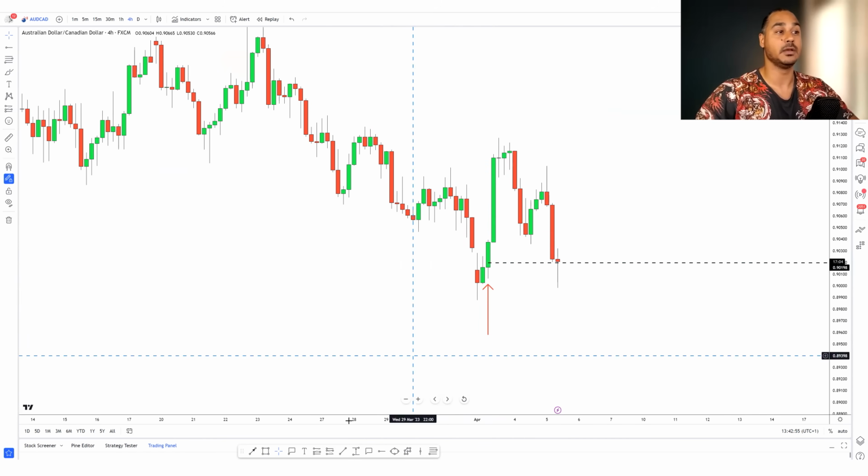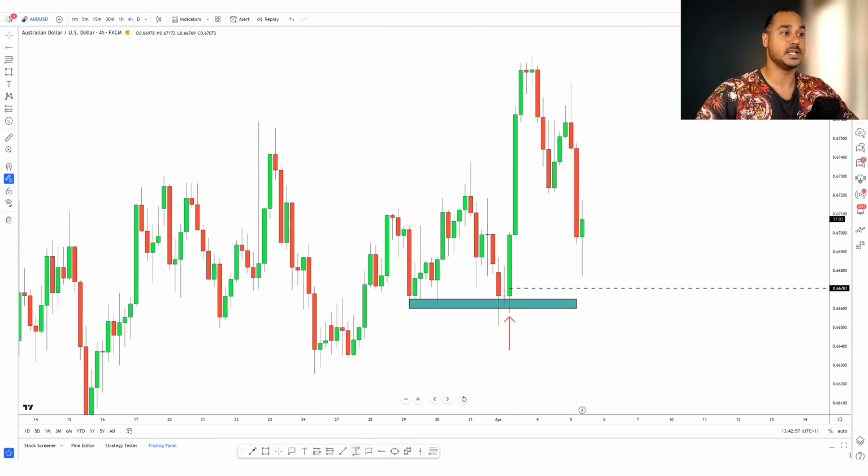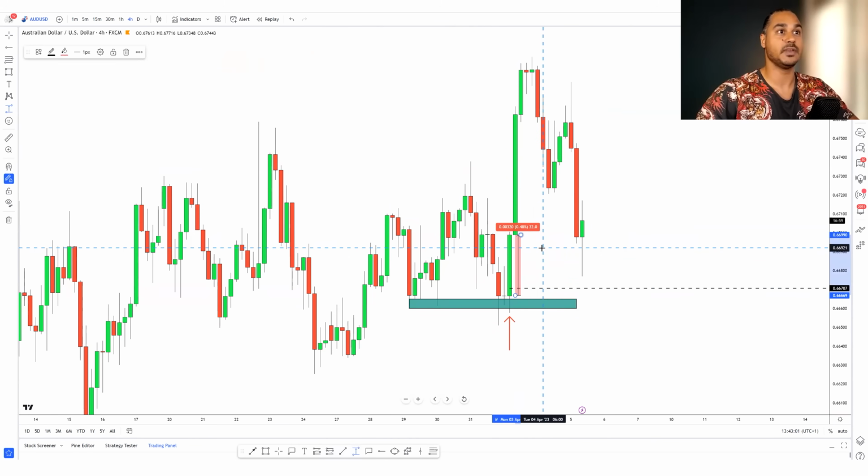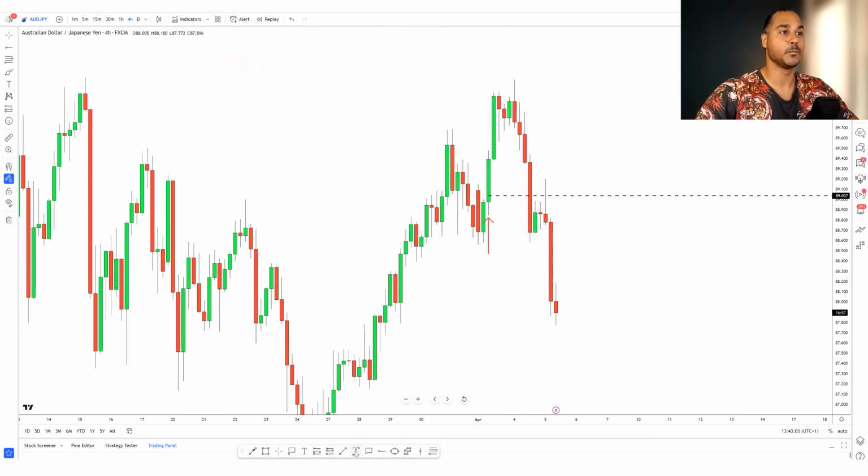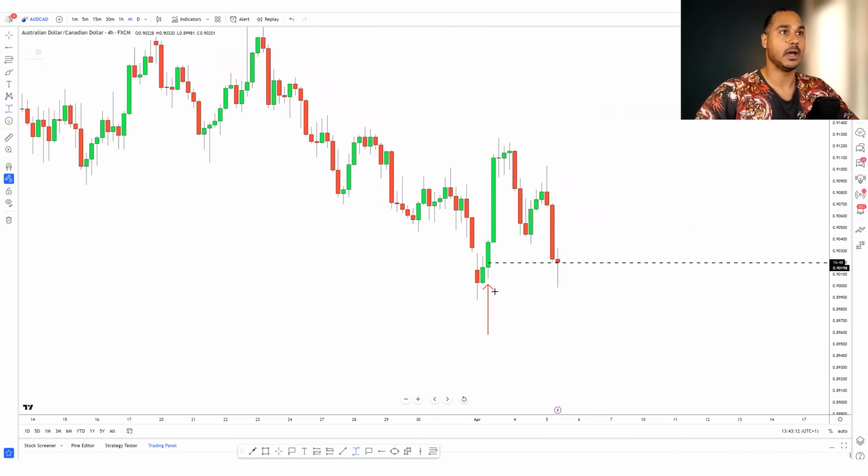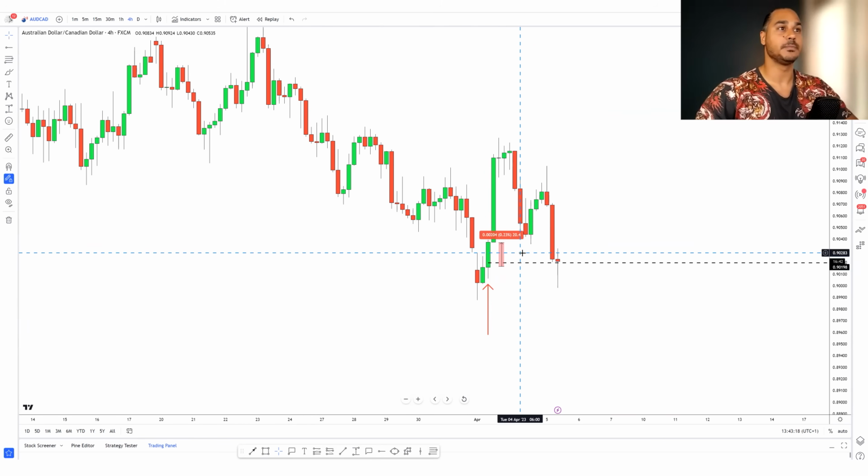And as you can see, from Aussie dollar USD, we have 32 pips over here. We have 40 pips over here. And over here, we have 90 pips.